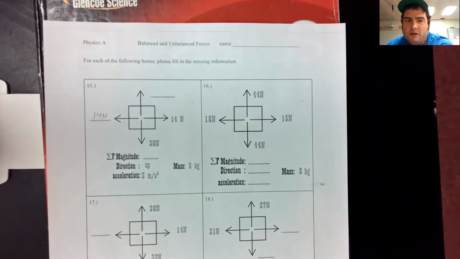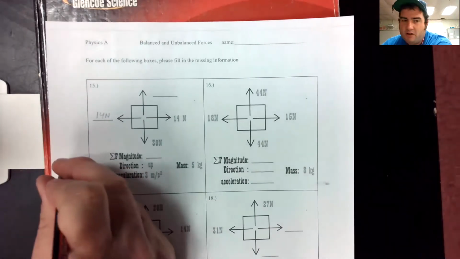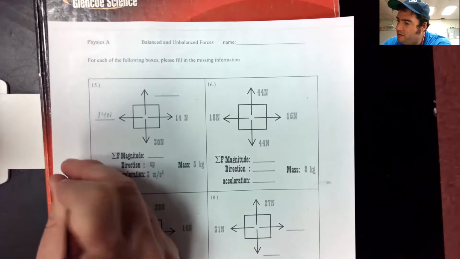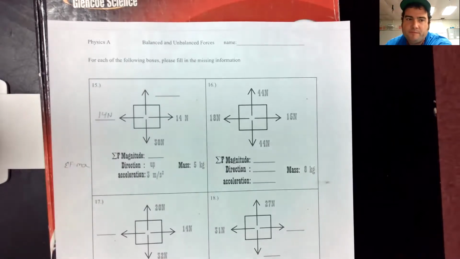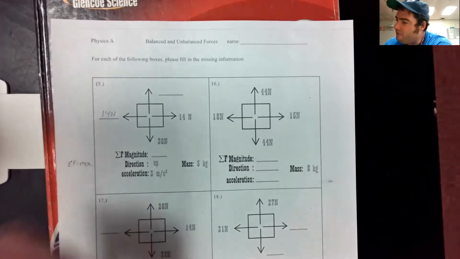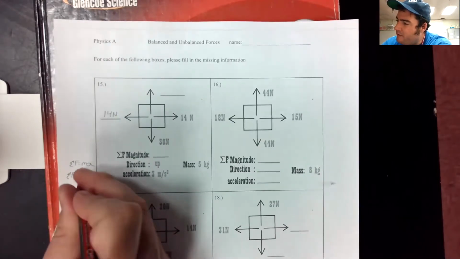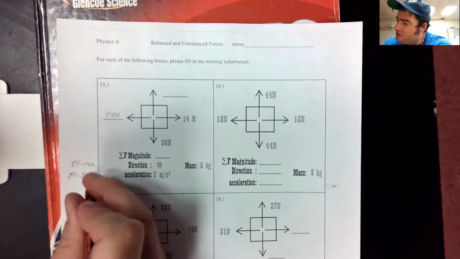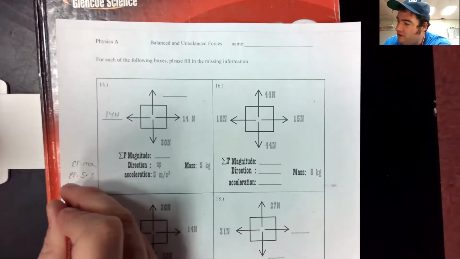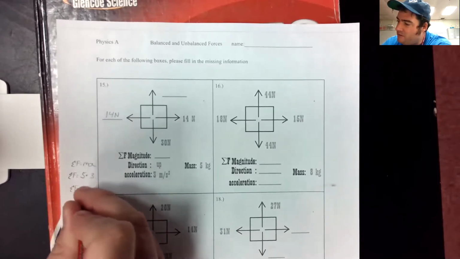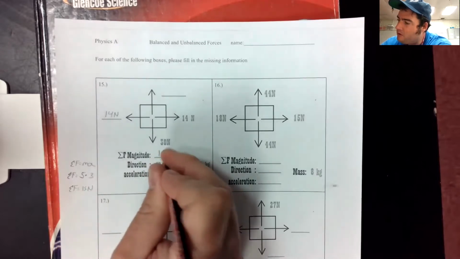We also know that since we have mass and acceleration, we know that sigma F equals ma. So the net force sigma F must equal our mass 5 times our acceleration 3. So sigma F must be 15 newtons. So we can fill that in.